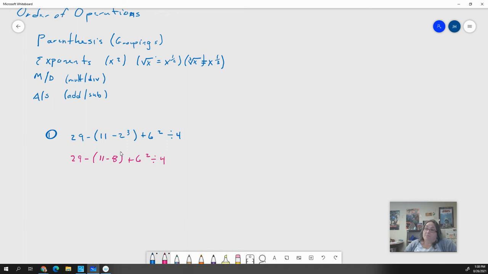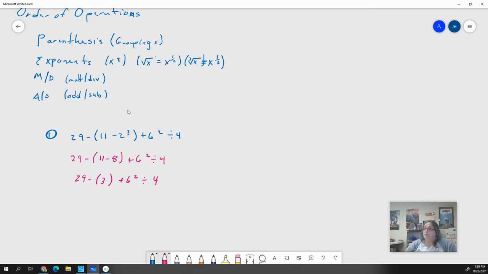And then we're just going to combine those. So I would have 29 minus 8 minus 11. 11 minus 8 is 3. Plus 6 squared divided by 4. I'm showing you every step. You don't necessarily have to show every step like this, but so we've dealt with what's going on in the parentheses. This negative outside of the parentheses is not something we're dealing with yet. So now we're going to move on to exponents, and we only have one of those.